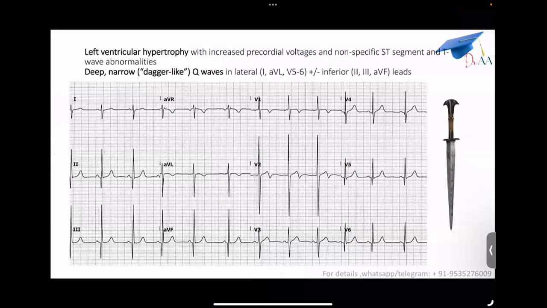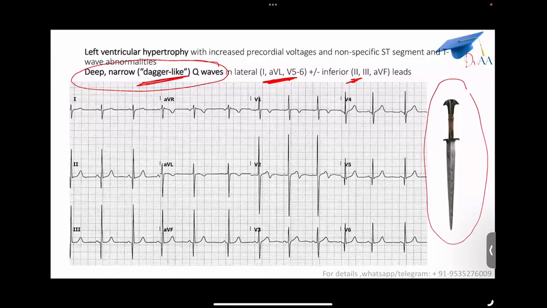What are the classical ECG findings you see? The classical ECG finding you need to remember is deep Q waves. Deep Q waves are basically seen in lateral leads. Sometimes they might be seen in inferior leads. These waves classically look like a dagger. This is the dagger, a knife which is in a special shape known as a dagger.